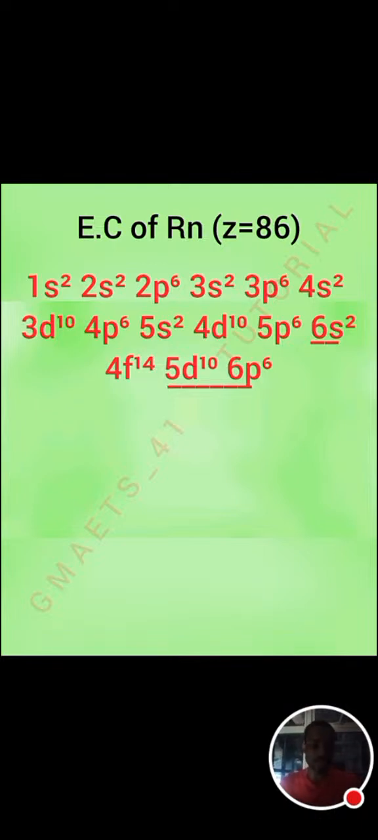I underlined it. Which means to get the valence shell, the outermost shell of radon, we'll consider the 6s there, we'll consider the 6p. But you notice again that I underlined 5d, that 5d10 there. Why did I underline that 5d?